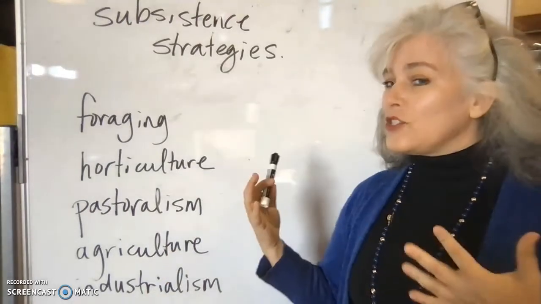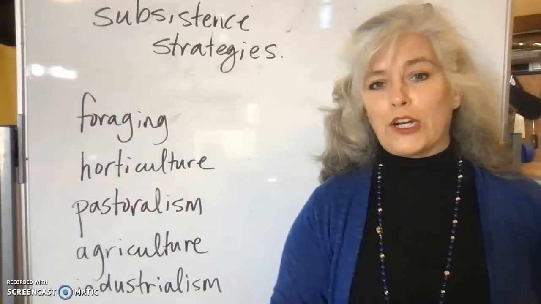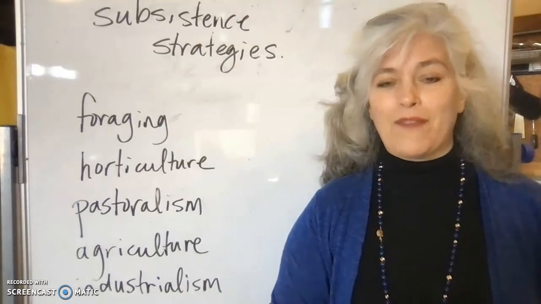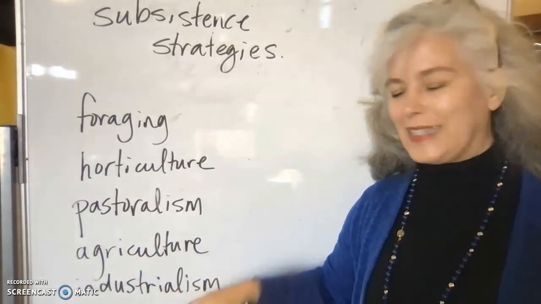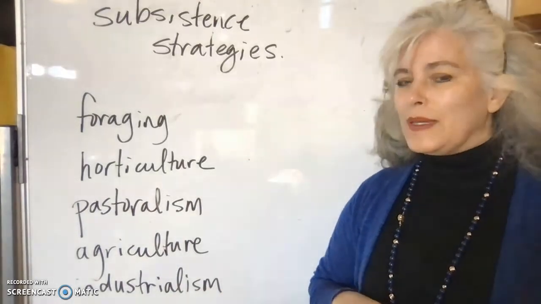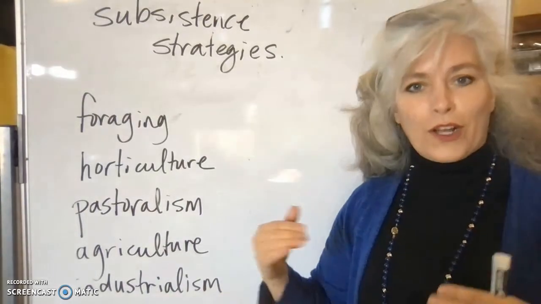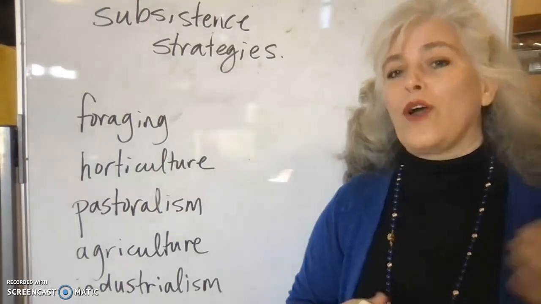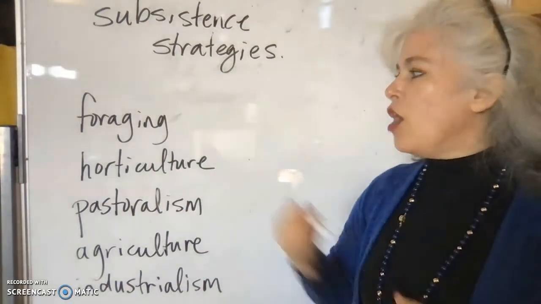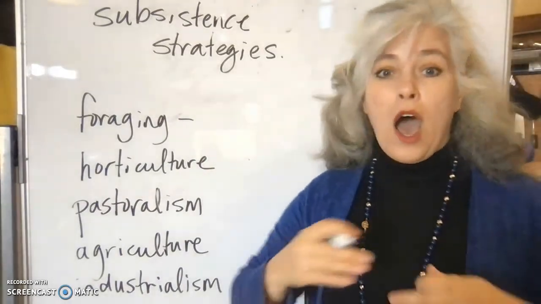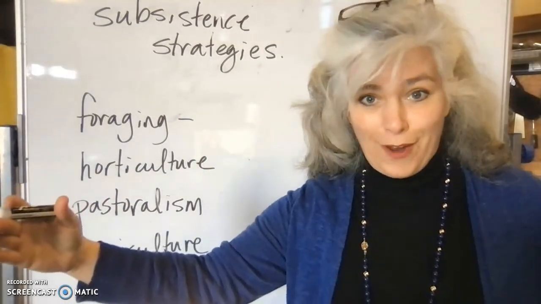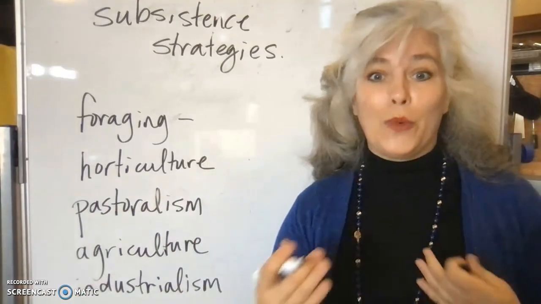Okay, so subsistence strategies, in the very first part of this chapter, it goes very quickly through some of the other subsistence strategies other than agriculture and industrialization, which I've got down here low on the board. But let's talk about foraging and a little bit of horticulture at the same time, because these are the oldest subsistence strategies. Foraging is really the oldest subsistence strategy of all the millennia that humans have been on the planet. Foraging is the reason you and I are here today.